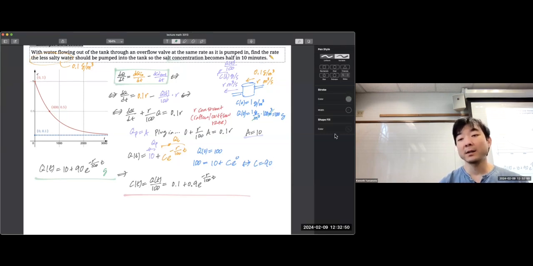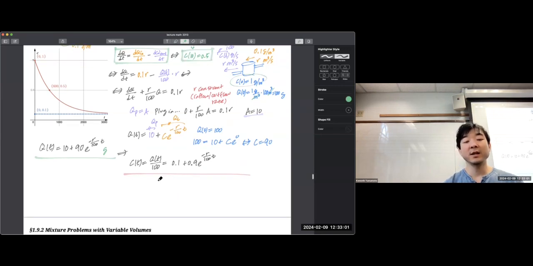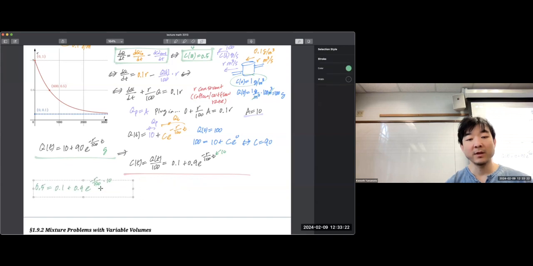That means that you want C at 10 to equal 0.5, because your initial C is this. So this is what we want to have. That's another condition that you're going to plug into here to find this R. So you're going to say 0.5 is the concentration we want: 0.1 plus 0.9 times e to the negative r over 100 times t, at a time of t equals 10.